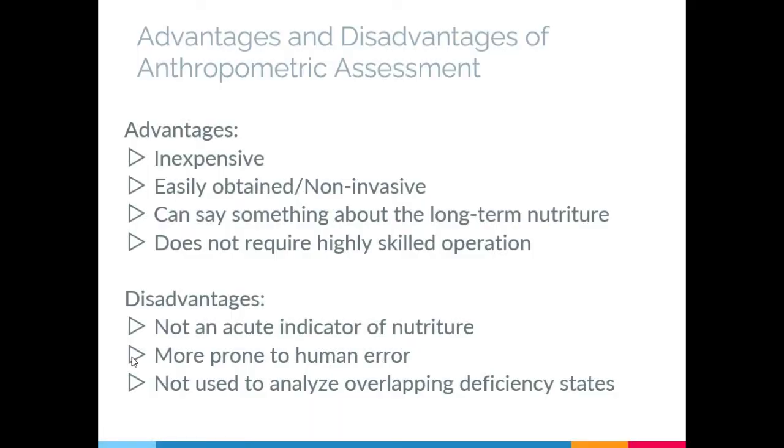So, what are the advantages and disadvantages of anthropometric assessment? So, advantages: inexpensive, easily obtained, and non-invasive. Okay? Can say something about the long-term nutriture and does not require highly skilled operation. Okay? Kaning non-invasive kay dili man gud ta mag-draw out og blood. When you say invasive, kanang usually surgery, okay? Kanang mag-invade yun sa mga body tissues like through surgical means or mag-draw out og blood.